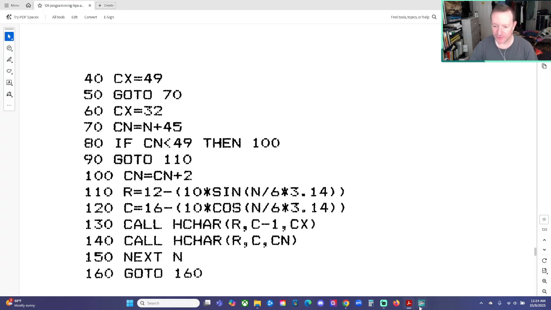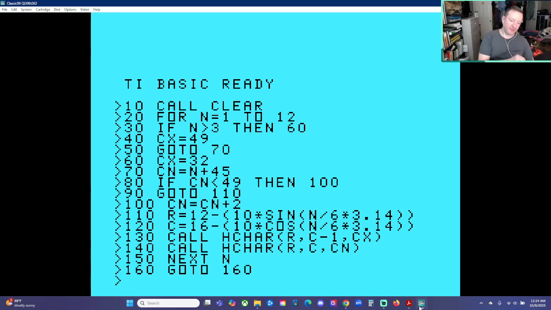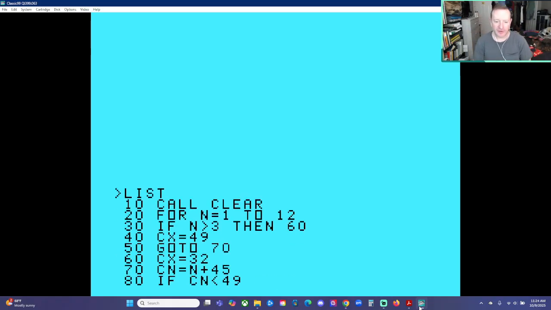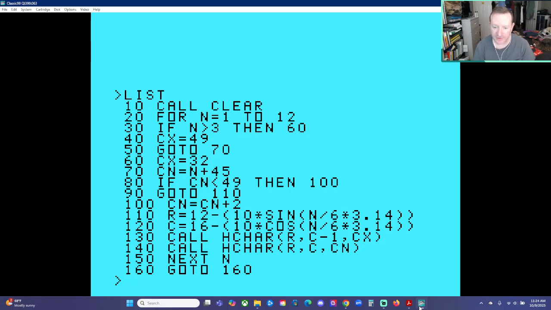And 160, go to 160. All that does is keep the image on the screen. So we're going to draw an image and then freeze it on the screen. Let's clear the screen before we run the program, list it out. We're looking for any obvious typos, math errors, syntax errors, anything of the sort. At a glance, it looks pretty good. Let's go ahead and run it and see how we did.